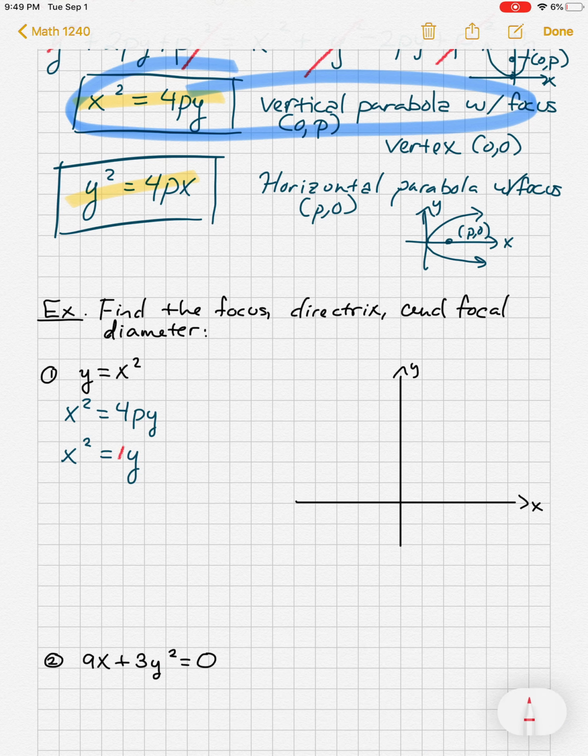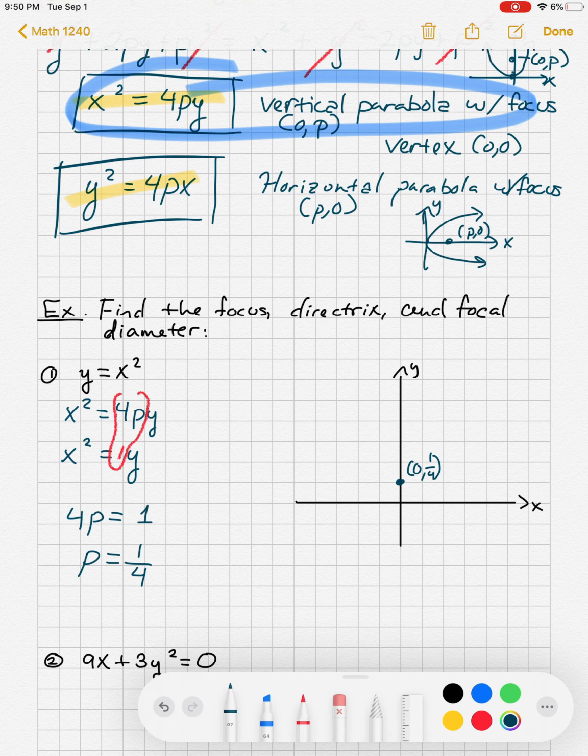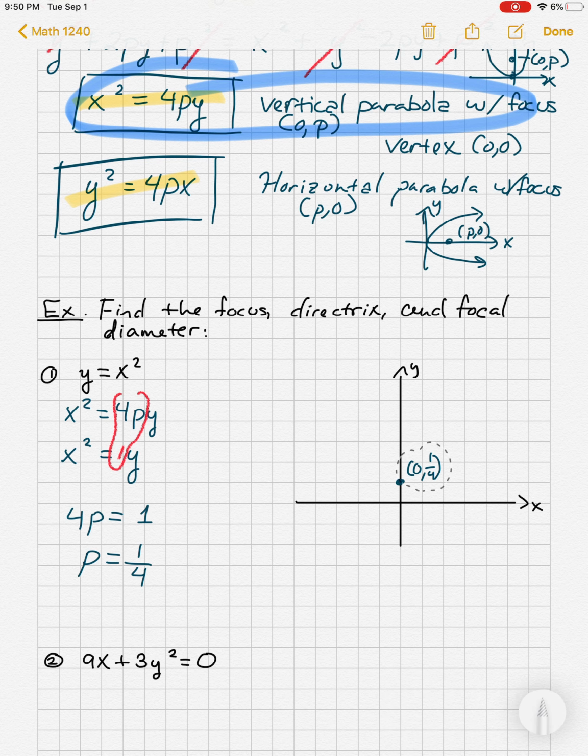So what is the coefficient? The coefficient is just 1. So I would conclude that 4 times p is equal to 1. So p is equal to 1/4. In other words, when I go to graph this parabola, its focus point is at 0, 1/4. Okay, that was one of the questions that was asked. It said find the focus.